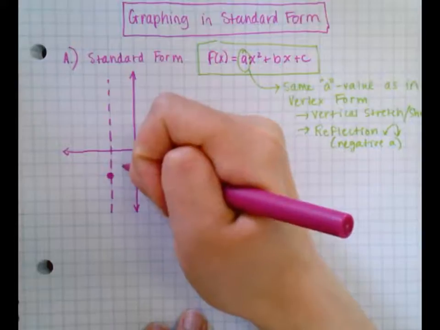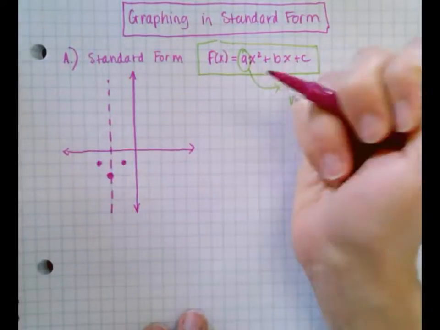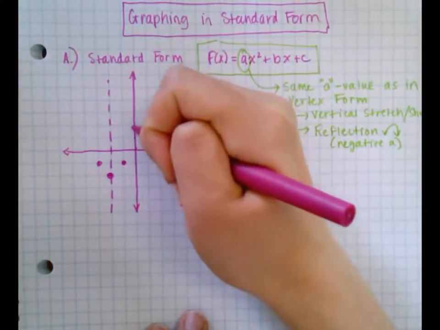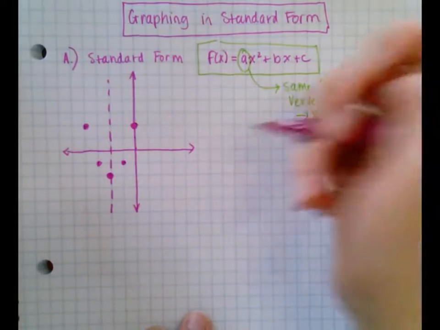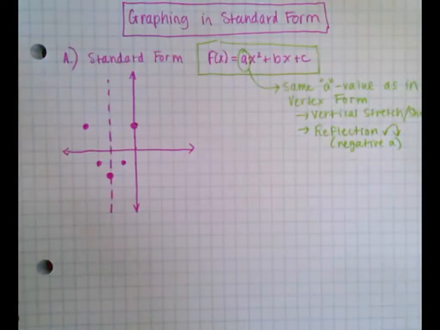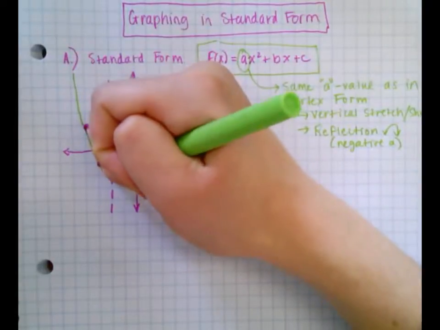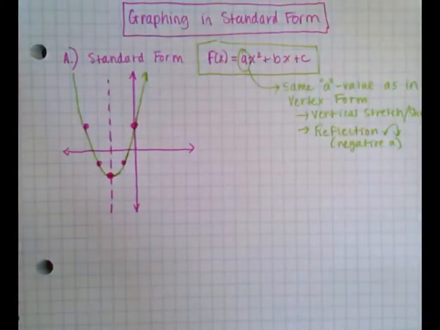So if I go up, I'm going to plot the usual points, over 1, up 1, and the symmetric point. And then from here, over 1, up 3, and the symmetric point. So that's just the 1, 3, 5 rule. So now I'm going to sketch this curve, the parabola. Remember to curve your parabola at the bottom.